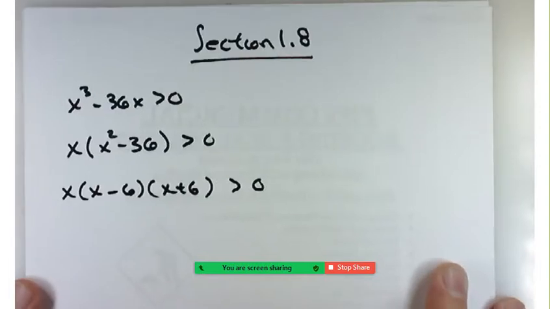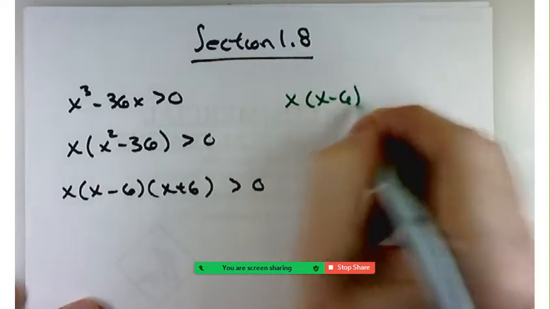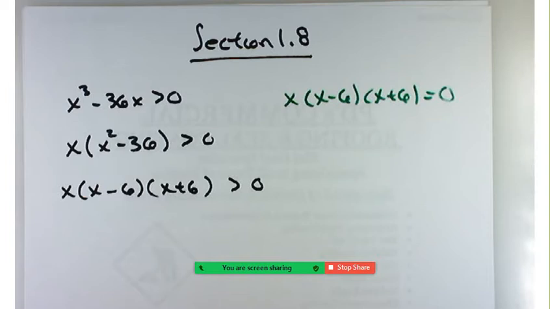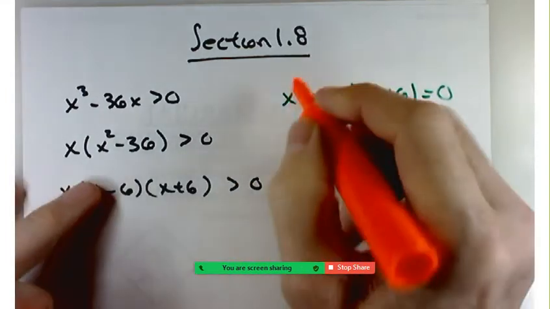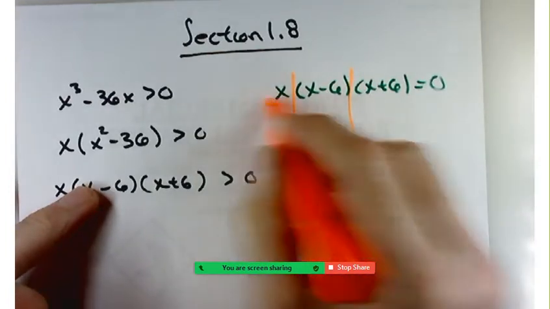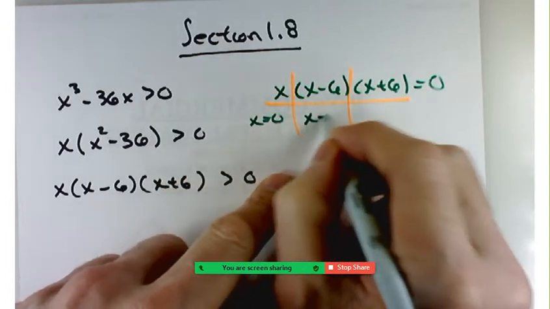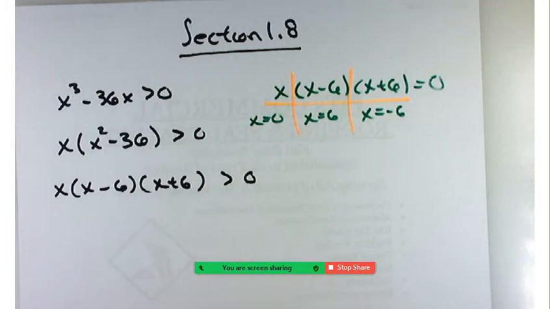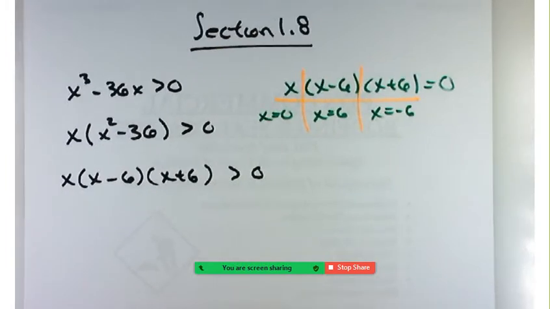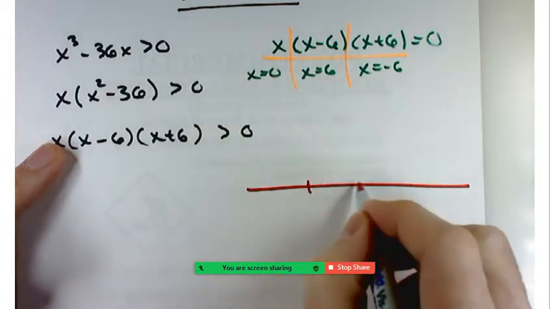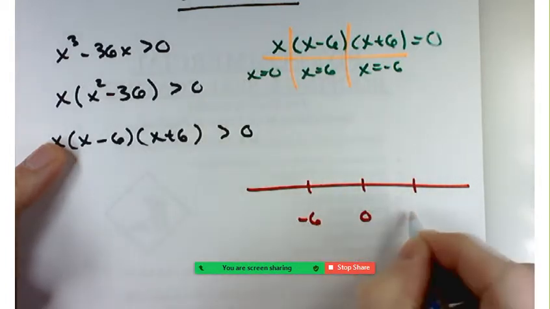And hopefully from here you can kind of read off where this would actually equal 0. That is, if you had x times x minus 6 times x plus 6 equals 0, that can only be true when one of these factors is 0. So that means either x equals 0, or x equals 6, or x equals negative 6. So those are our three possibilities. That's where the function can change signs. So what we'll do is we'll put these points on a number line: negative 6, 0, and 6.